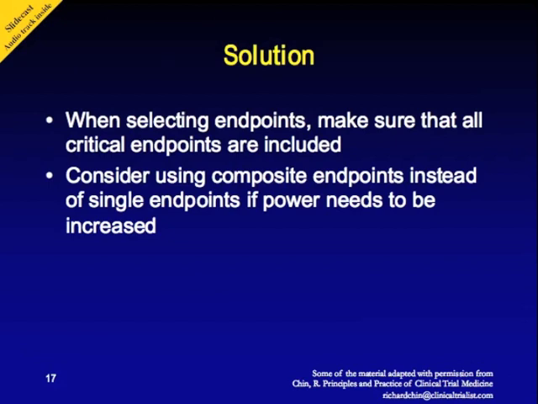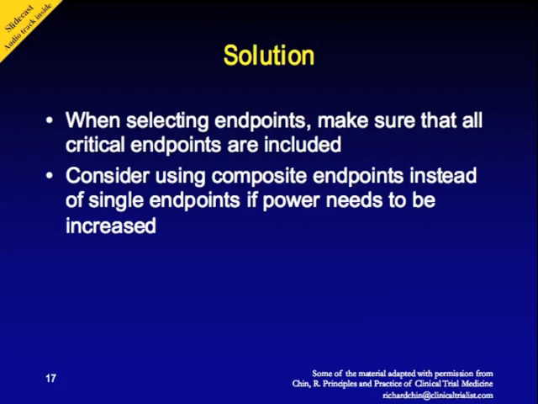And you should also make sure that if you need to capture a broader range of endpoints, you consider using composite endpoints, which are endpoints made up of more than one outcome. So for example, MACE, major adverse cardiac event outcome, can include events such as stroke, MI, and other cardiovascular outcomes.